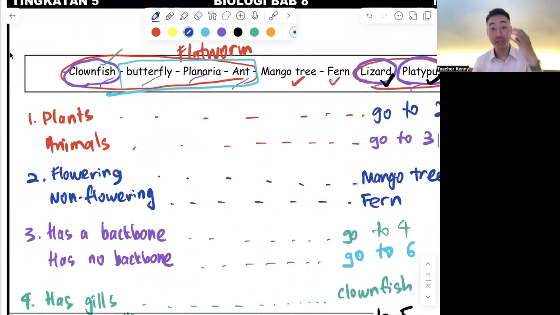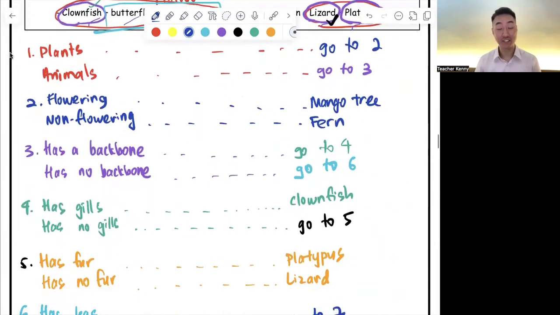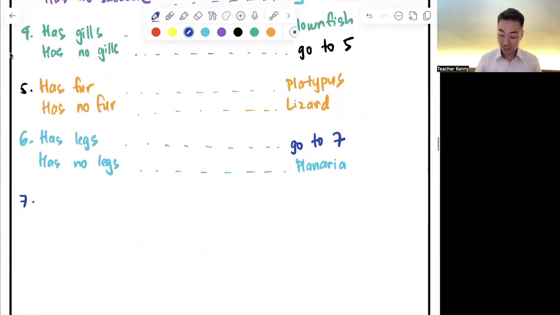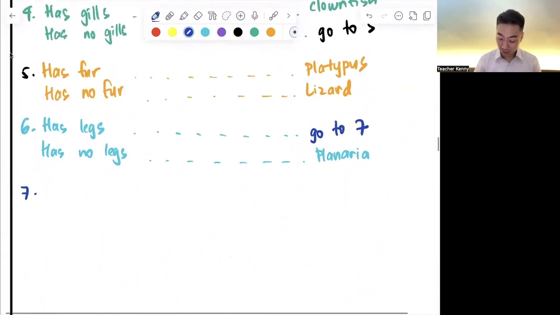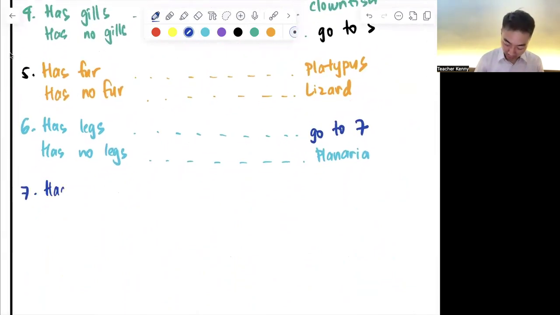Another way. So this one you have to be creative with it. Because I really cannot split everything out for you. There are just so many possibilities, so many characteristics that you can list down. Correct? So this you have to do on your own a little bit lah. Yeah, has wings. Has no wings.